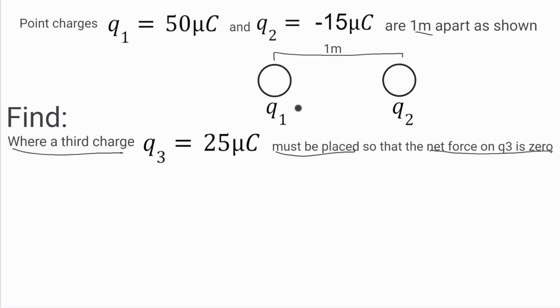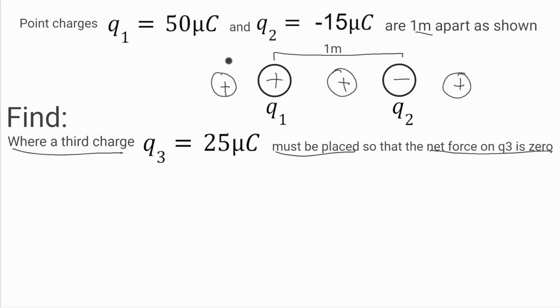Well, first we need to decide if Q3 is going to be to the left of Q1, in between Q1 and Q2, or to the right of Q2. I'll start by drawing if the charges are positive or negative. Q1 is going to be positive, and Q2 is going to be negative, and Q3 is positive.